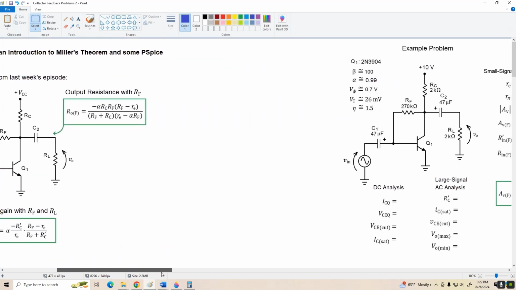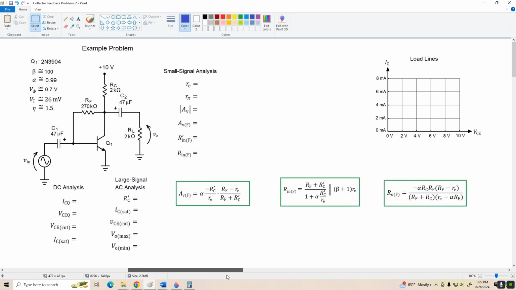Okay, the circuit we're going to work with is shown here. We've got a 2N3904 with a beta of about 100. That means alpha is about 0.99. V sub phi, the barrier potential, is about 0.7 volts. V sub T, thermal voltage, about 26 millivolts. And the emission coefficient eta is about 1.5, pretty typical for this transistor.